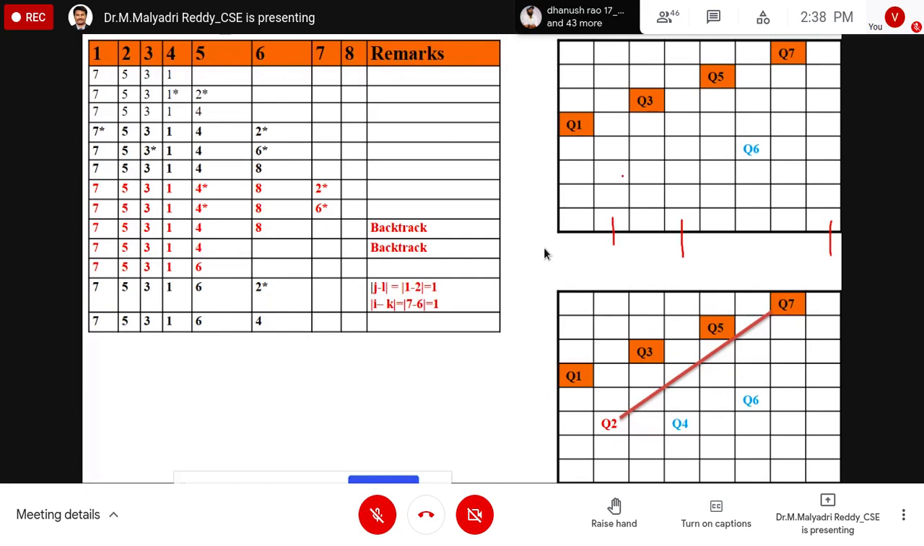Suppose I place the Q2. Yes, sir. But it has a conflict with Q7, so it is not feasible. So the remaining are 4 and 8. 4 is feasible. There is no column conflict, no row conflict, and no diagonal conflict. So it is feasible. Yes, sir. So simply place the Q4. So rows 1 to 6 are completed.